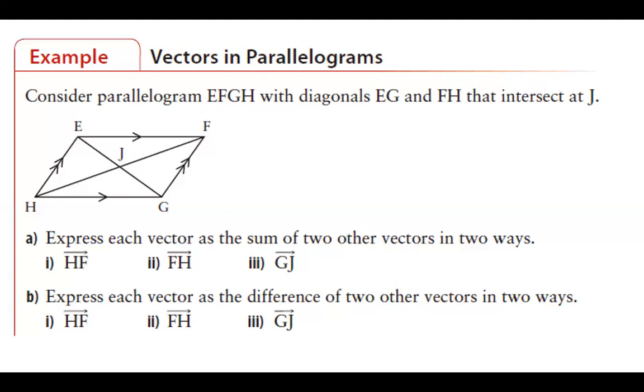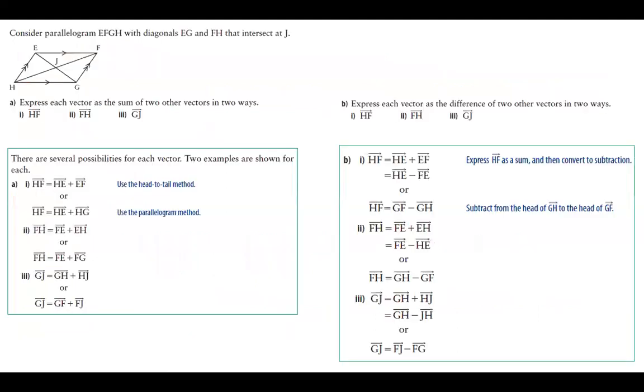Have you finished? All right, let's have a look at the solution together. Okay, consider question A. There are several possibilities for each vector. So two examples are shown for each. For example, HF can be expressed as HE plus EF, right? Or HF can also be expressed as vector HE plus vector HG.